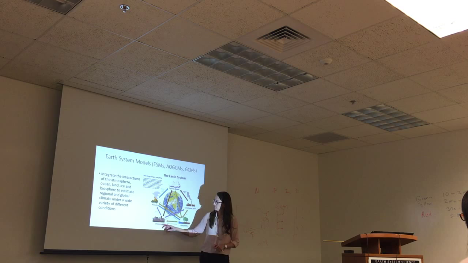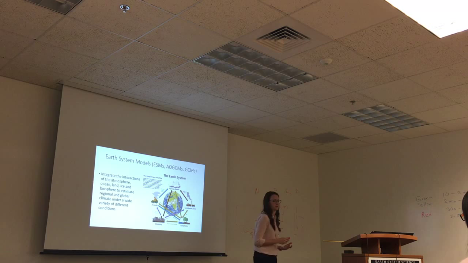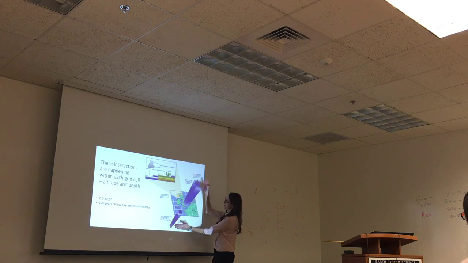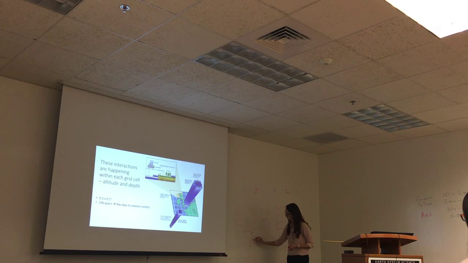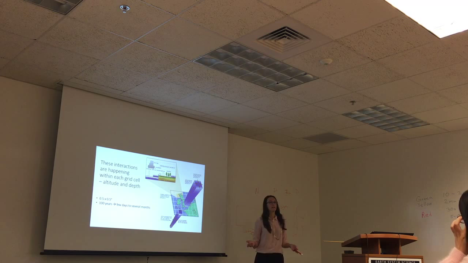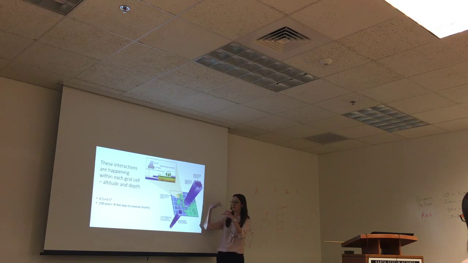You have cities. Cities give off a lot of emissions, maybe methane and ozone. All of these things interact with each other in these Earth system models. So they're really powerful tools and we can get a lot of information out of them. All of these interactions are happening within each grid cell via depth and altitude. Our current set of these Earth system models are at about 0.5 degree resolution, whereas the intermediate complexity models are at about 3 degree resolution. The atmosphere has roughly 40 layers, the ocean about 20 layers. You have interactions at every depth and every altitude, interacting with each other up and down and back and forth, all within these grid cells.